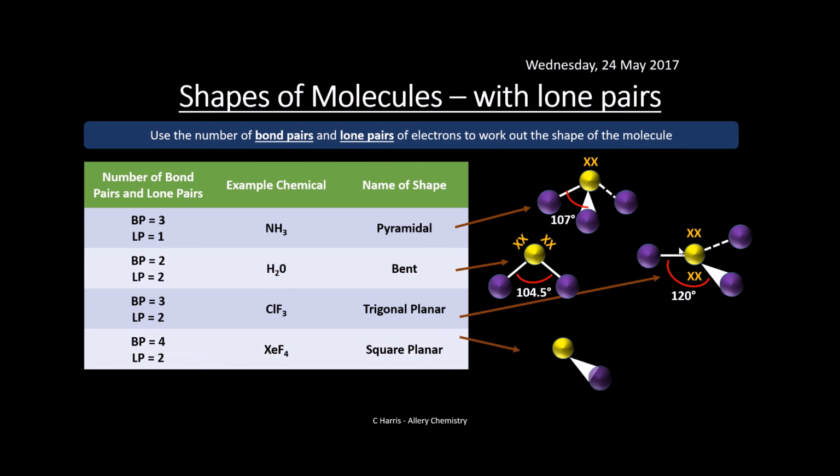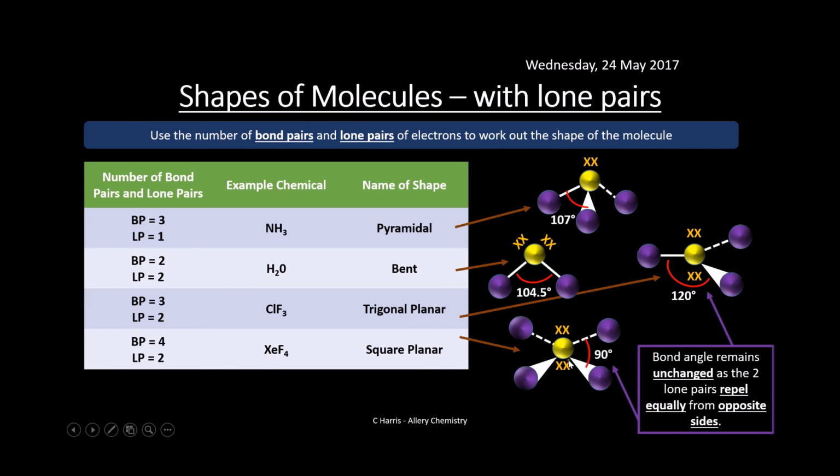And the final one is 4 bond pairs, 2 lone pairs. An example is XeF4. Square planar is that one. 90 degrees between each of them. Very similar to this. We've just taken the 2 axes away and they repel equally. So that's the key thing. There you go. Bond angle remains unchanged. 2 lone pairs, they'll repel equally from each side, from opposite sides. Okay, so the bond angle remains 90 degrees.